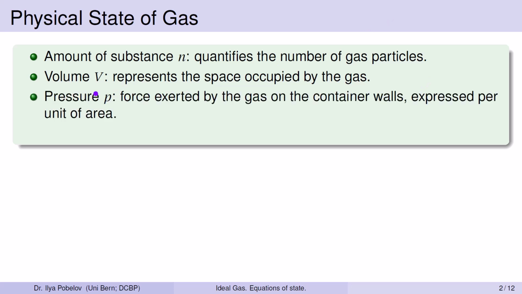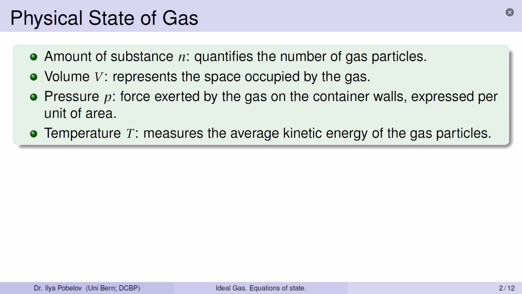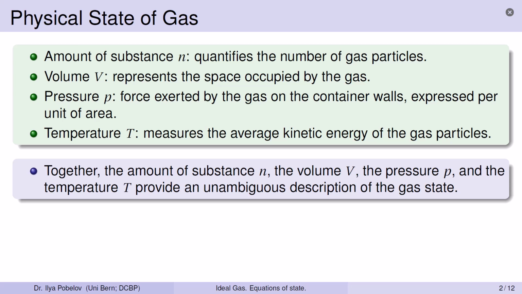Pressure denoted by P is the force exerted by the gas on the container walls, which is expressed per unit of area. The temperature denoted by T is a complex thermodynamic concept, but it can be simplified as a measure of the average kinetic energy of the gas particles. Together, these four parameters provide an unambiguous description of the state of a gas.